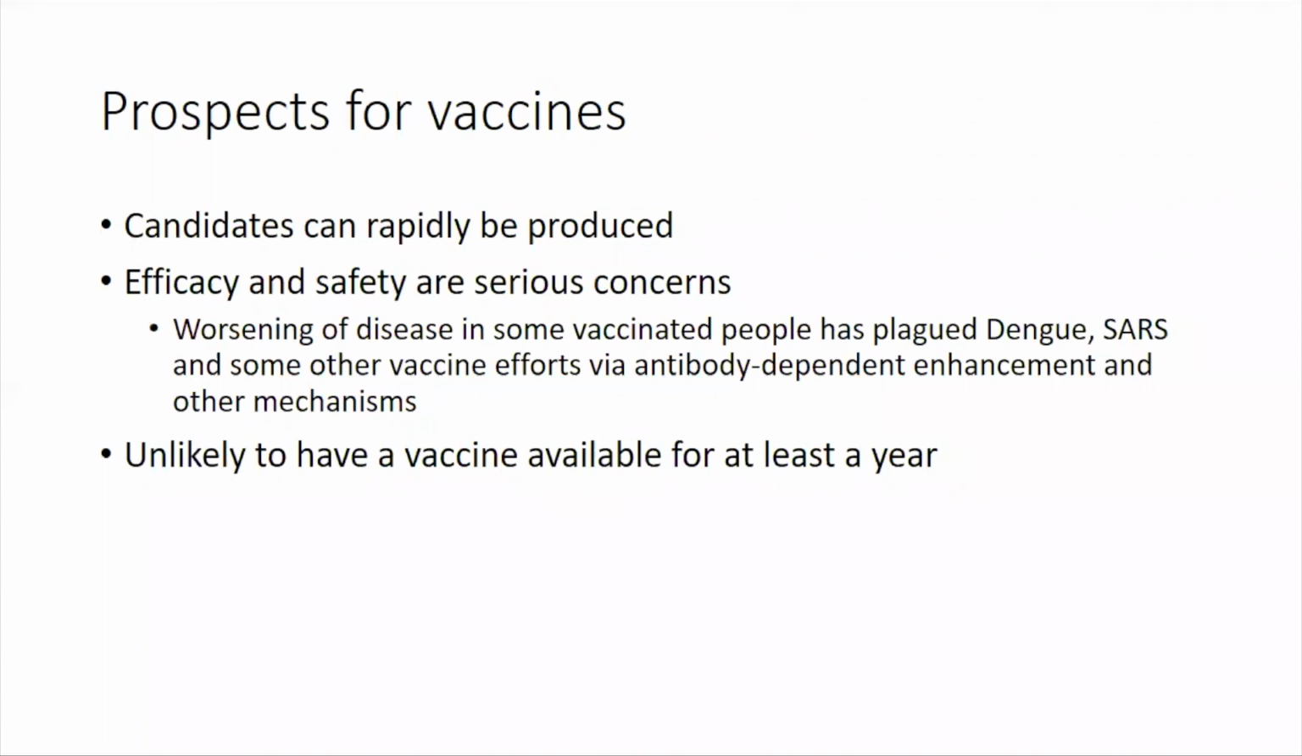So thinking about vaccines, which everybody has put very high hopes into, vaccine candidates can be rapidly produced. However, it is no sure bet that the first vaccines that are produced are going to be either efficacious or safe. There are some vaccines in recent years for diseases like dengue fever and SARS, which is a related virus to the SARS-CoV-2 coronavirus, where it has turned out to be very difficult to make effective antibodies and, in fact, effective vaccines. And in fact, some of the vaccines that have been produced have not only not worked, they have caused harm. It's unlikely that we will have a vaccine available for at least a year.